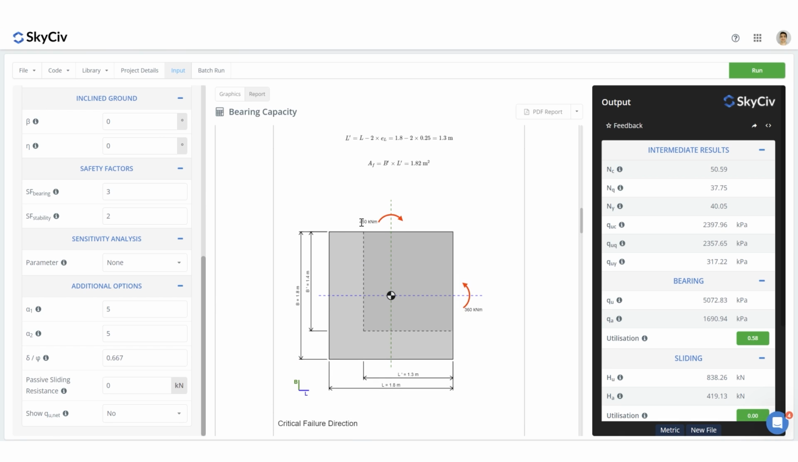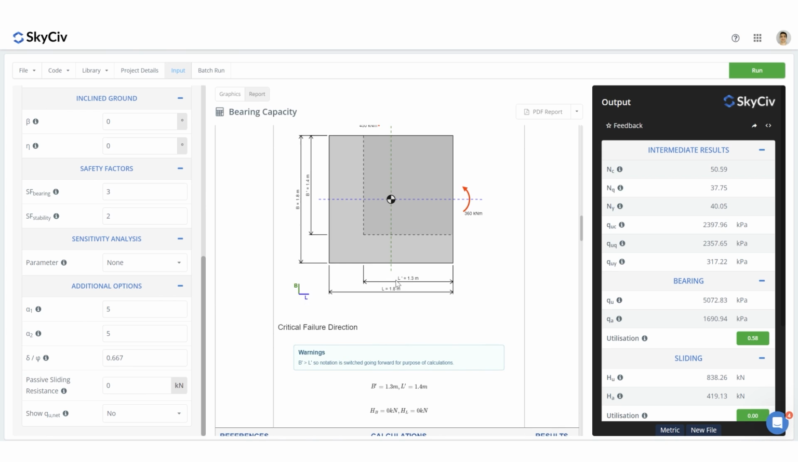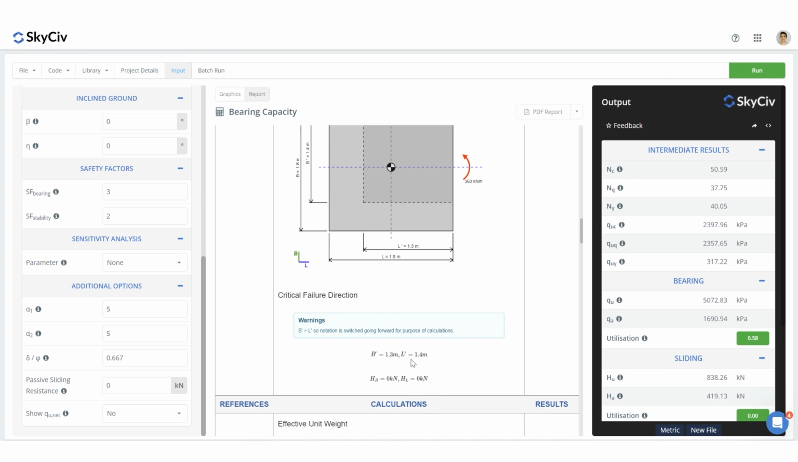What we'll notice here is that, the way I've input these moments, because the moment about the B axis is larger than the moment about the L axis, the effective length is actually shorter than the effective width. So in reality, I probably should have put the loads in the other direction for this square footing. But regardless, when you input your loads, if we ever have an L' that is less than a B', we're just going to switch those two values around so that we're always checking the conservative direction and using the smaller value in our design.